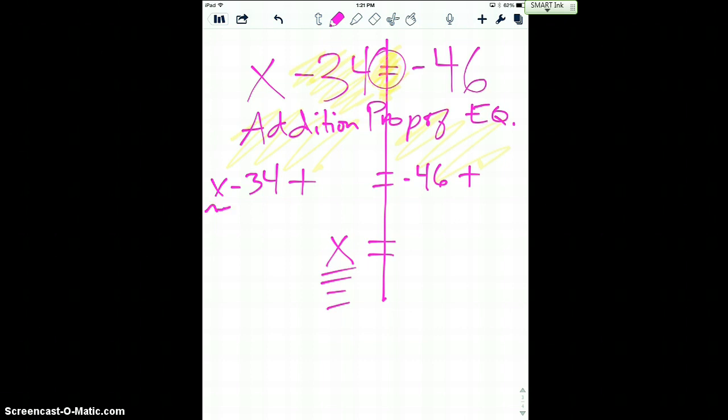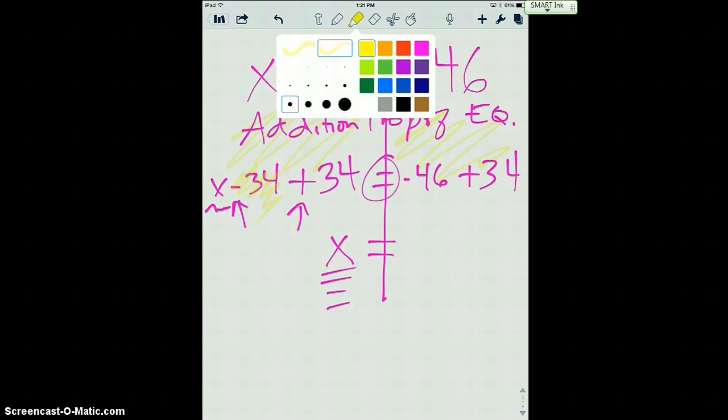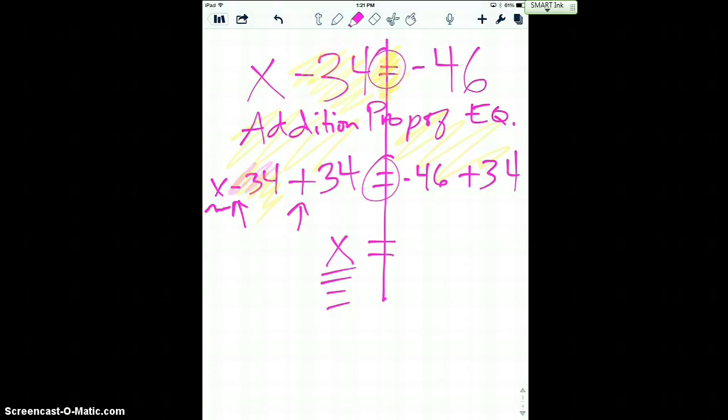Well, in order to get what x is worth, how can I get rid of a subtraction by 34? By adding its opposite. So I'm going to use the inverse operation of subtraction, which is addition. So adding 34 to one side, but to keep it equal, I need to add 34 to the other side. So now if you notice, minus 34 plus 34 is just going to be 0. So this side simplifies down to just x.